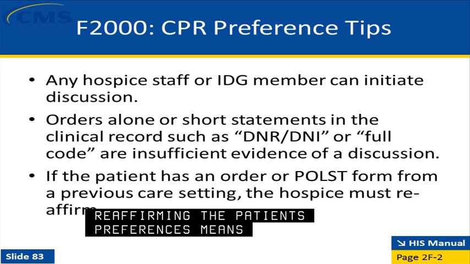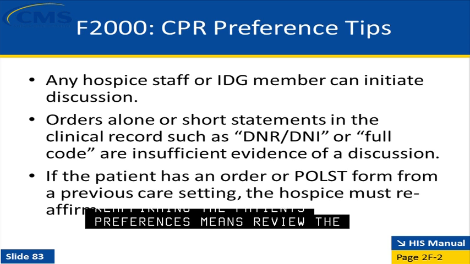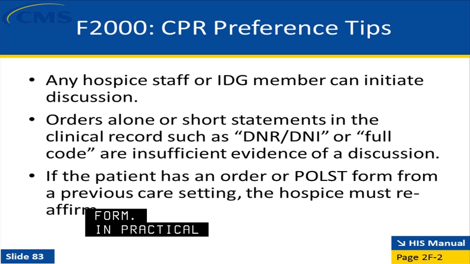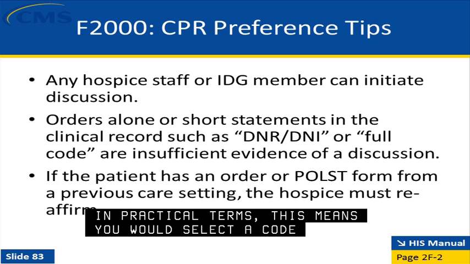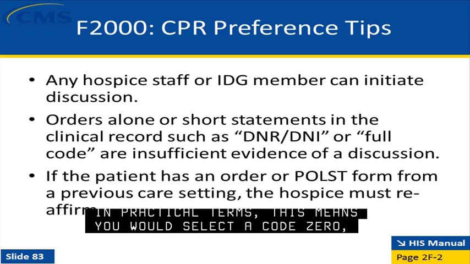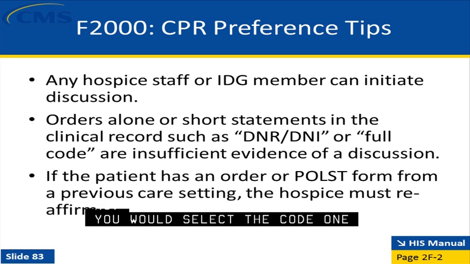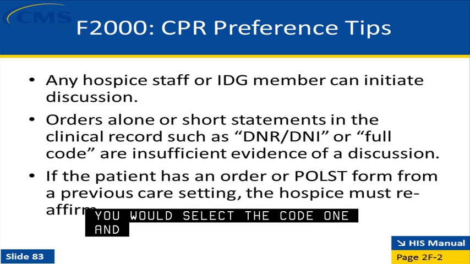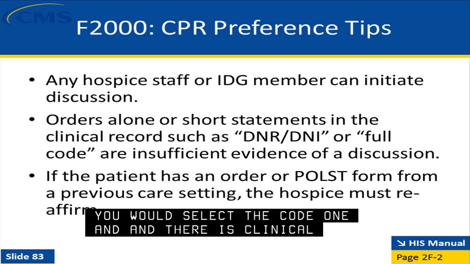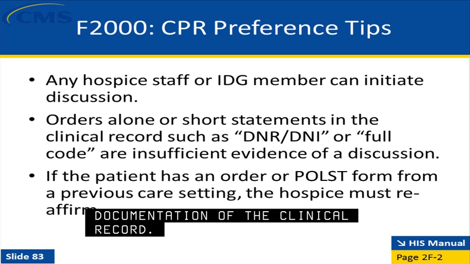So in practical terms, this means that you would select a code 0 no if all you find in the hospice clinical record is a POLST form from a hospital or other prior care setting. You would select a code 1 yes and a discussion occurred if you find the POLST form and there's documentation in the clinical record that a hospice clinician reaffirmed that the preferences on the POLST form are the patient's current preferences.